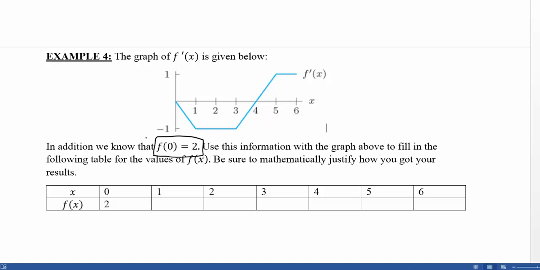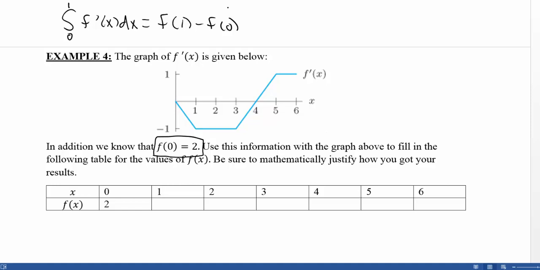So how do we use this? So what we want to do is we first want to figure out the value of f of x at x equals 1. We already know the value at 0. So the fundamental theorem, I'm going to come up above, says that if we take the integral from 0 to 1 of f prime of x dx, that's going to equal the original function at 1 minus the original function at 0.